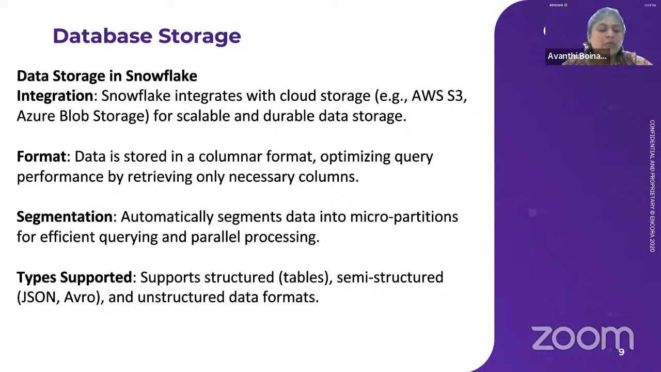What are the types supported for this data storage? It supports semi-structured, unstructured data formats, and also structured data, that is tables. Semi-structured means JSON, Avro, XML. A CSV file, a DAT file, all these come under semi-structured. Unstructured data format, in the sense of raw data, we need to transform as per the client requirements. So this is about the data storage.